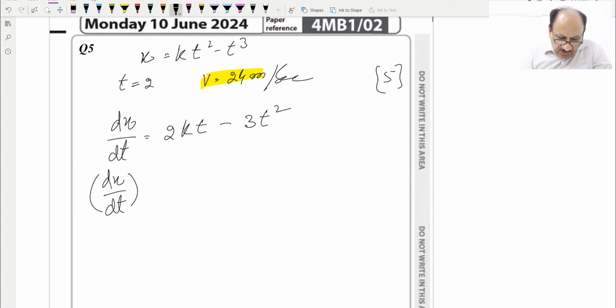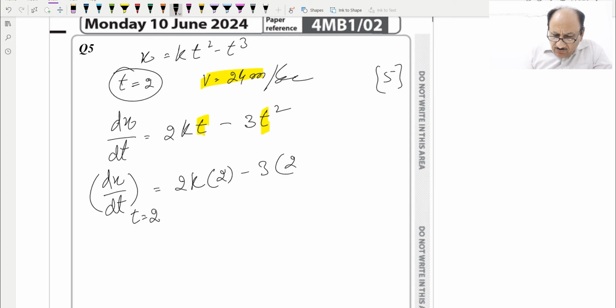So dx by dt at t equal to 2 we will be finding, because t is equal to 2. We replace t equal to 2 over here and here, and we get 2k into 2 minus 3 into 2 squared. If your differentiation is not clear, then you will have to go and practice the differentiation first, and then come to the past paper. So this is equal to 24.